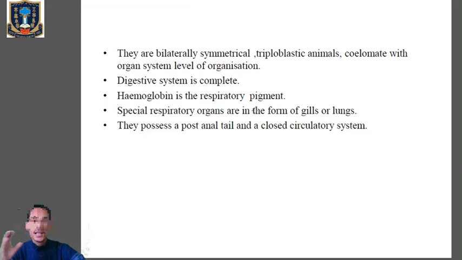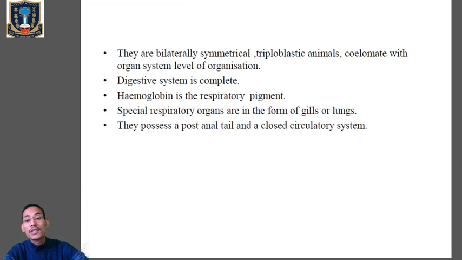The digestive system is complete with two openings, if you remember, right? One from where we ingest the food particles, and the second opening from where the waste products are excreted. Next feature, hemoglobin is the respiratory pigment, and where is it present? Mainly in the red blood cells. For respiration, we have gills or lungs, which act as the respiratory organs, and they possess a post-anal tail, and they have a closed circulatory system.